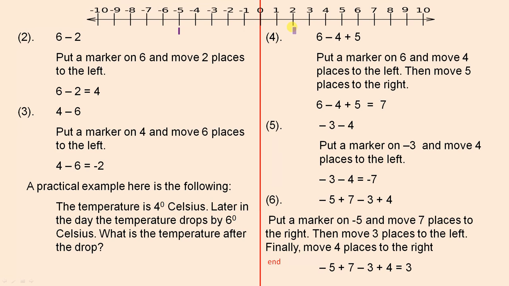Then move 3 places to the left because of the minus 3. 1, 2, 3, so we're here. Finally, move 4 places to the right. 1, 2, 3, 4, and we end up on plus 3.